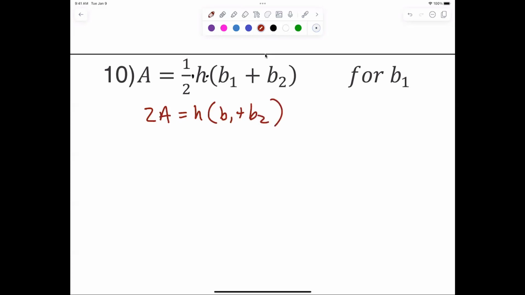Now what? I'm solving for base 1. I'm trying to get to base 1. Divide by h. We got this. So divide by h: 2A over h equals b1 plus b2. Now what?